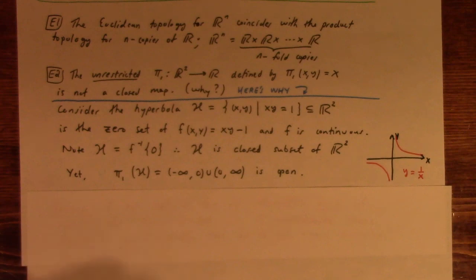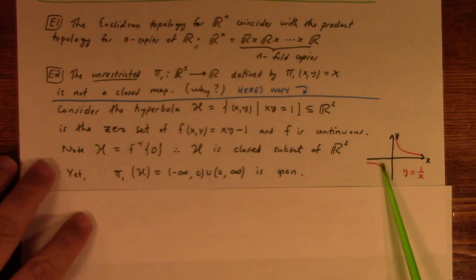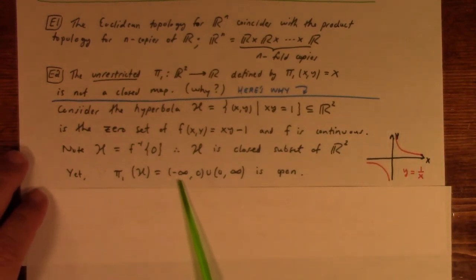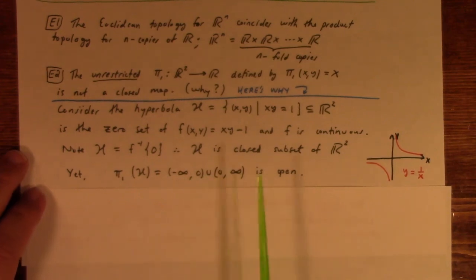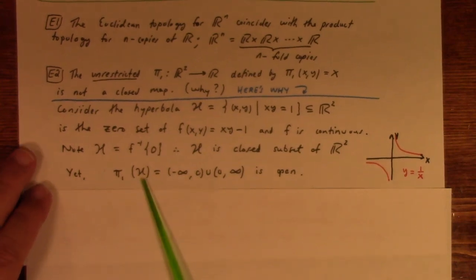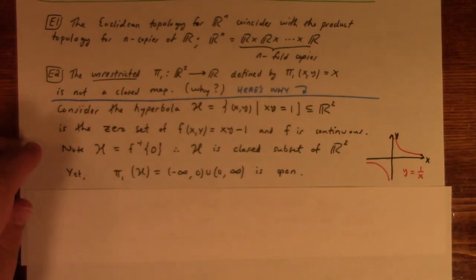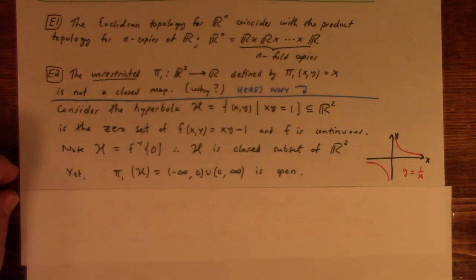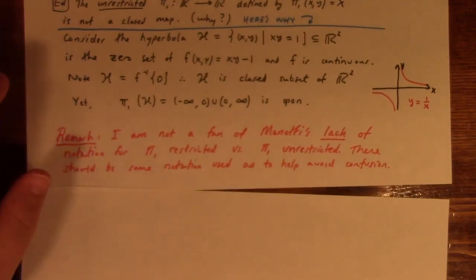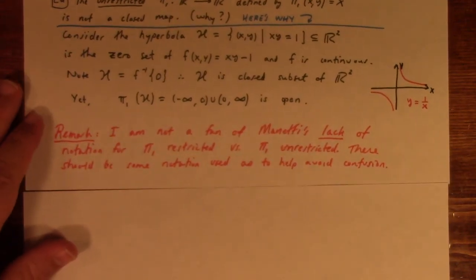But as you can see, when you look at the projection onto the x-axis of that thing, the one thing that's not covered is 0, right? So pi 1 of the hyperbola is everything except for 0, but that's the union of open sets, which is open. So this continuous mapping maps this closed set to that open set, and there you go. It's not a closed map. And by the way, if you want an example of a map which is continuous but not open, this is a pretty nice example. I should remember it for when students ask me.